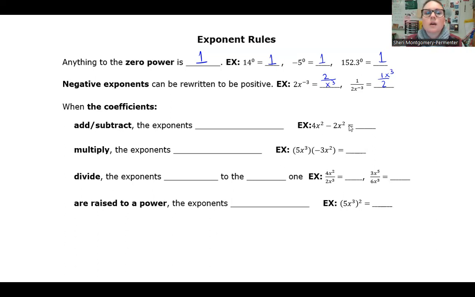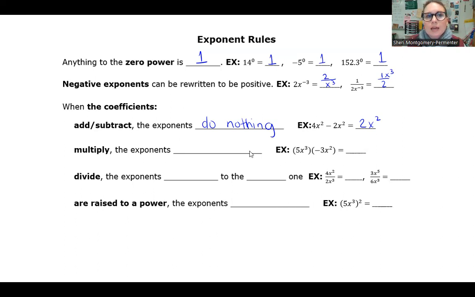We're taking notes. So here, this is 4 minus 2. Those are the coefficients. So when you add or subtract the coefficients, the exponents do nothing. So my example, if I have 4x squared and I subtract 2x squared, well, the coefficients are subtracting. 4 minus 2 is 2. The exponents do nothing. It stays squared. Because you can only subtract or add if the exponents are the same.